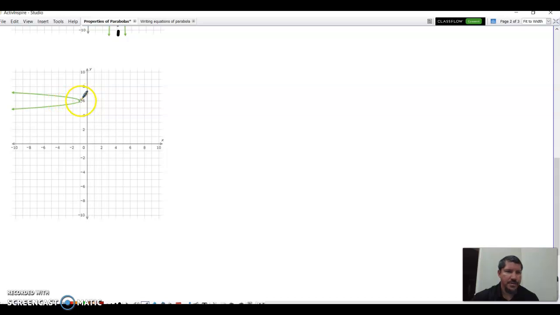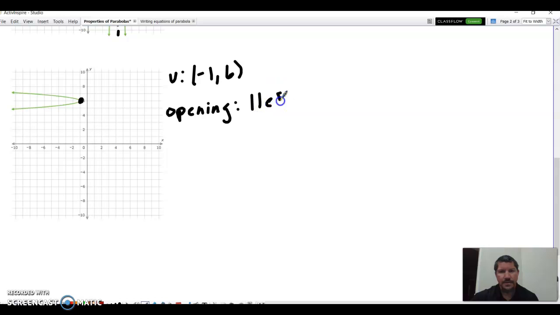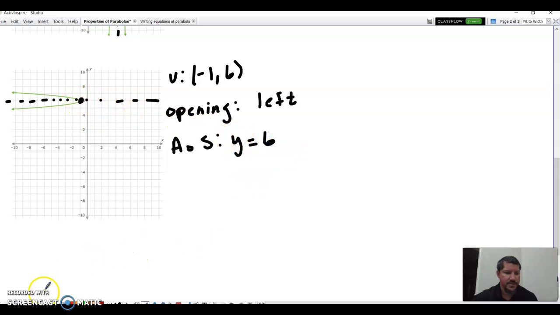Alright, when it opens left or right, there's my vertex of negative 1, 6. Obviously, you can see that it is opening left. And the axis of symmetry, again, cuts it in half, so it does this. Horizontal line going through 6, so it's y equals 6.